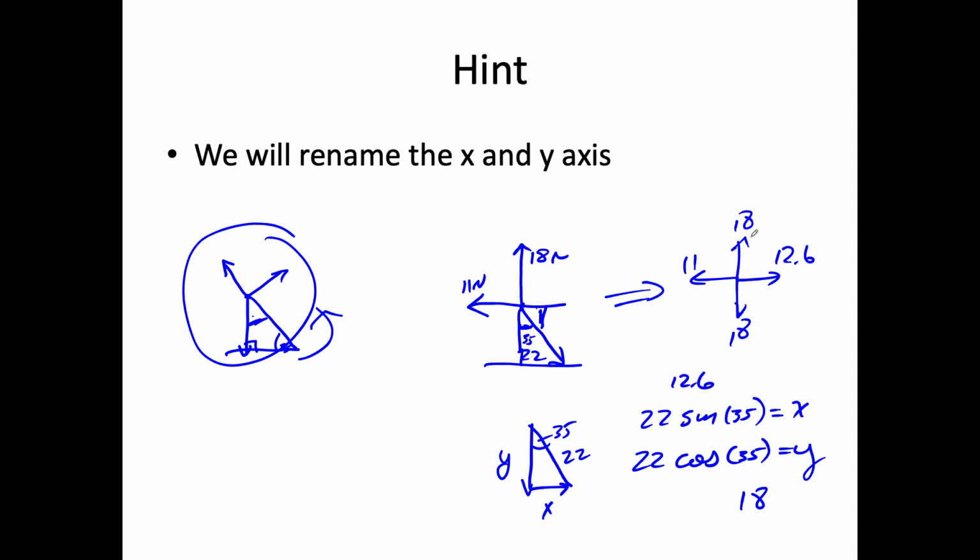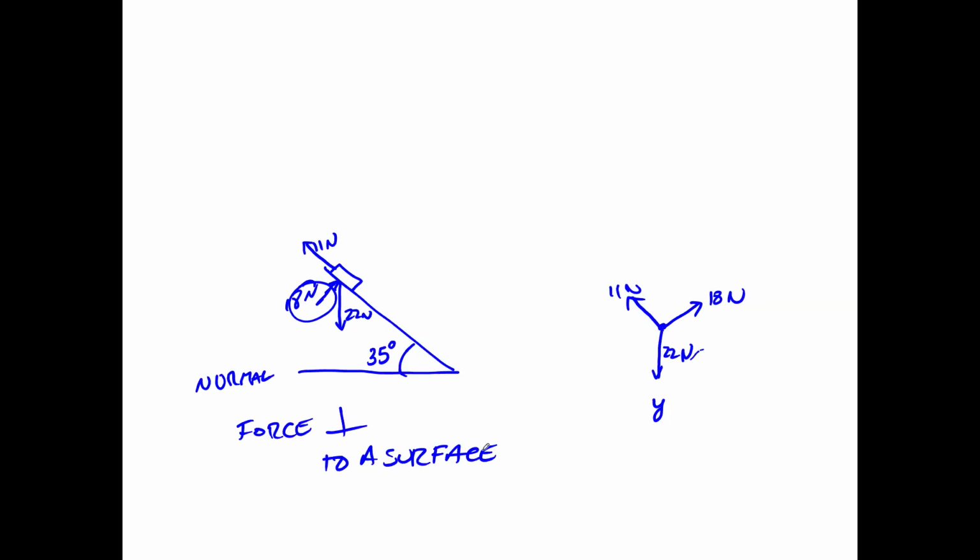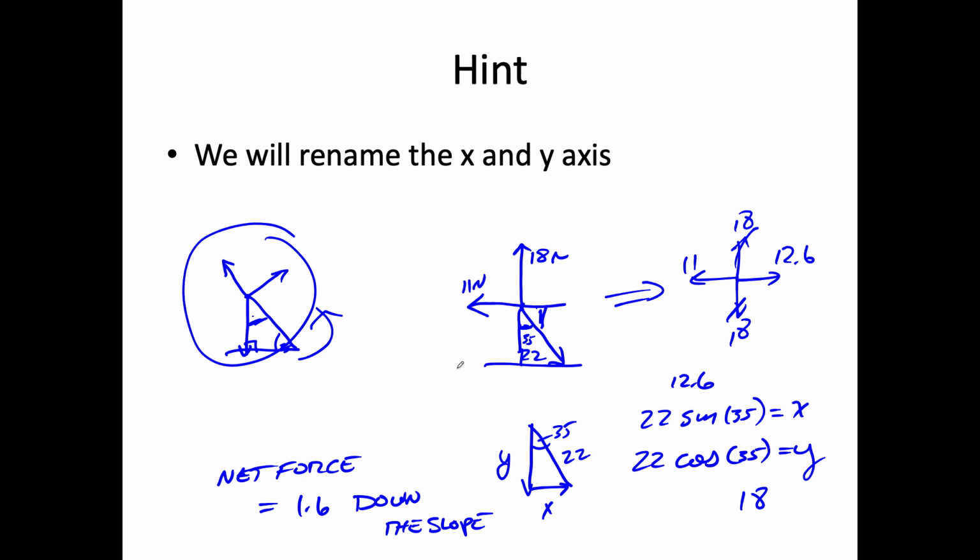My net force, this cancels, 12.6 minus 11 is going to be 1.6. My net force coming down here is equal to 1.6 down the slope. So we go back to this previous question. We're going to have a net force of 1.6 going down the slope. And that's how you solve those type of problems. And that's the end. Thank you.